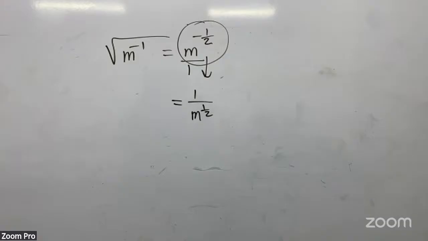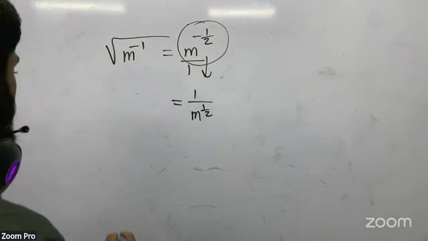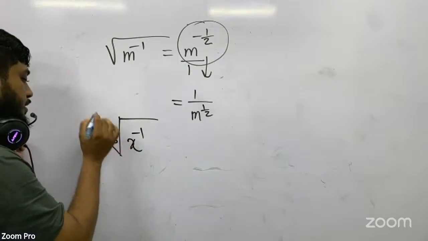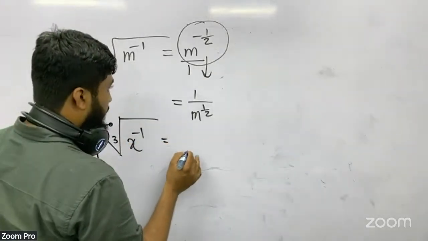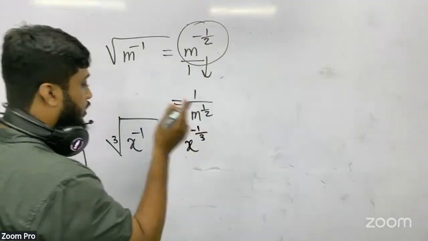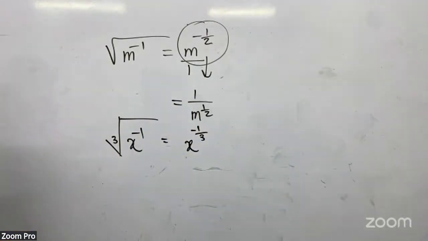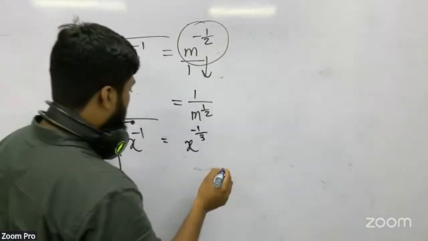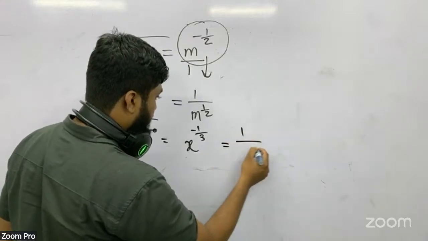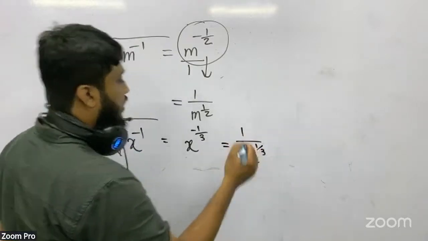X to the power minus 1 over 3. X to the power minus 1, what is here? 3. So what should I write here? X to the power minus 1 over 3 here I can write. So if it is a minus power, I have to change it to plus power. So I can write 1 over x to the power 1 over 3.